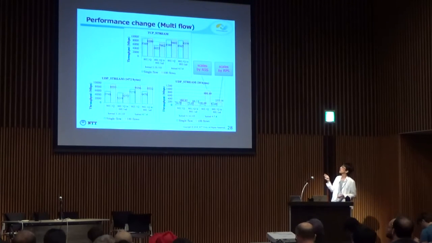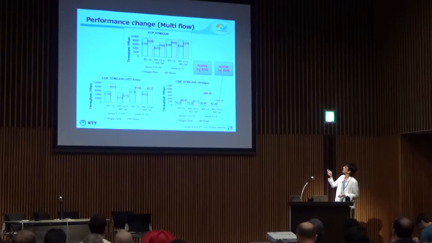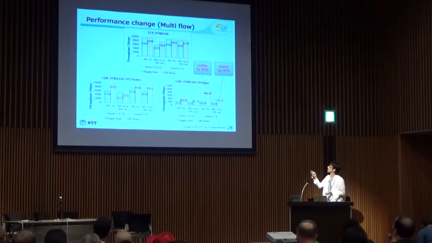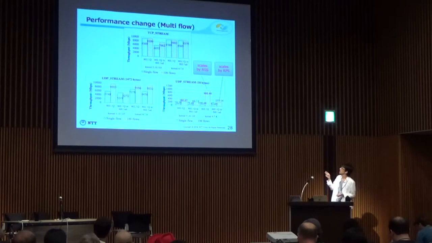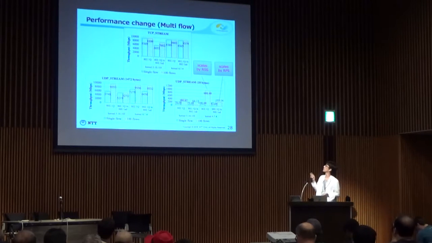And this is the multi-flow test result. Looking at the UDP stream short packet, the .1Q single tag case scales very well because of RSS. But stacked VLAN cannot use RSS, so it is using RPS. So it does scale to some extent, but it's not comparable to the .1Q case.